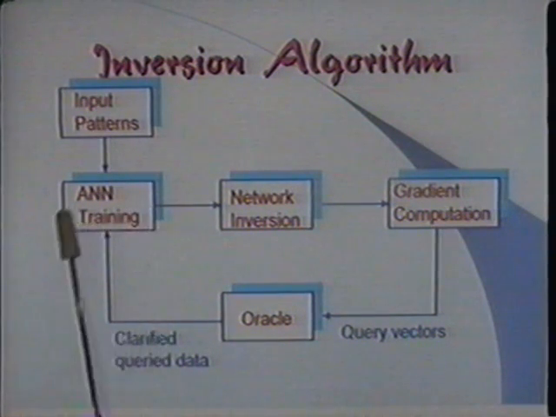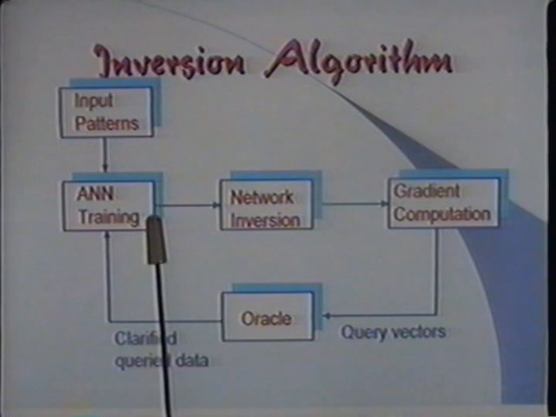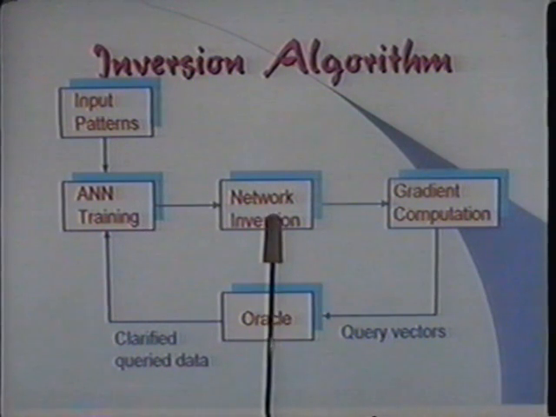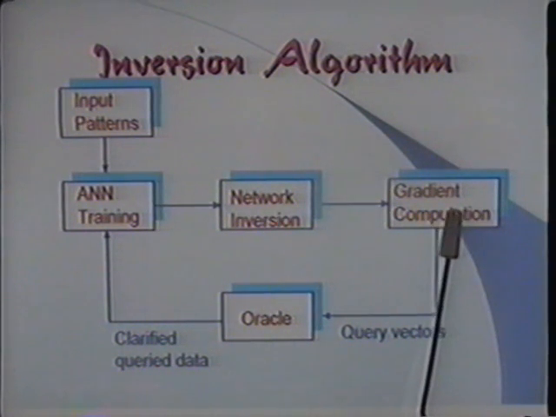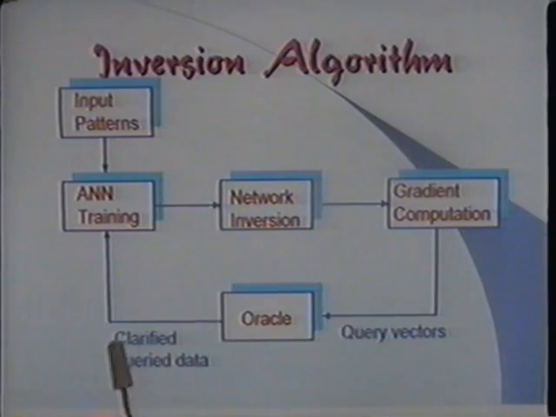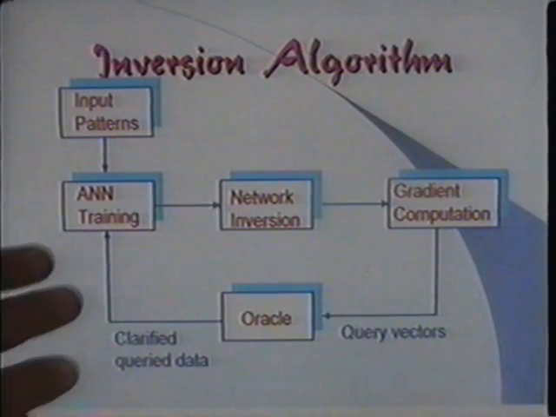You train the neural network with whatever you have. You invert the neural network. And after you invert it, you check the data that the neural network gave you through the gradient computation and oracle. And I'm going to talk about that in a second. Well, the concept of inversion is not really new, or it's not really that difficult to understand.